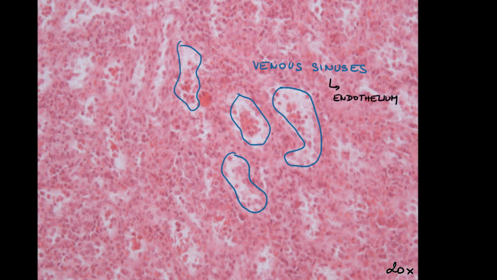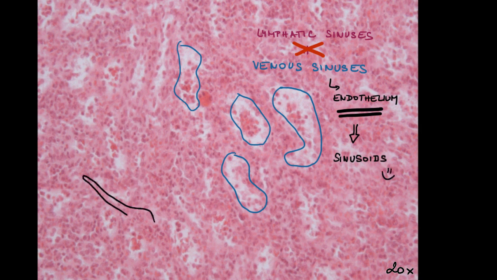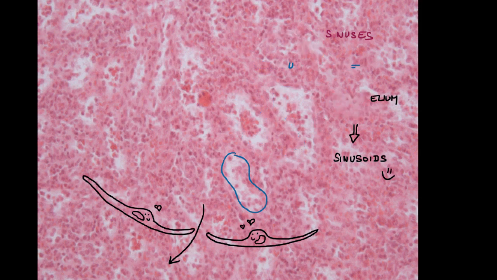Venous sinuses are lined with endothelium. Don't mistake them for lymphatic sinuses, which can be found in the lymph node. They aren't the same structure. Venous sinuses are specialized vessels, and it's not a mistake to call them sinusoids. There are spaces between the endothelial cells that allow the exchange of nutrients and cells between the blood and pulp in the spleen. So, let's repeat it again.